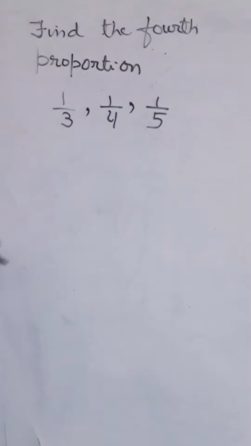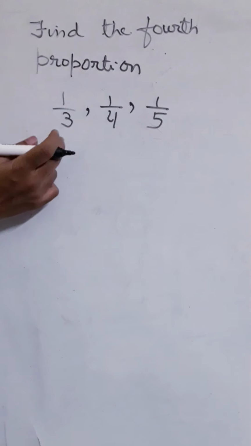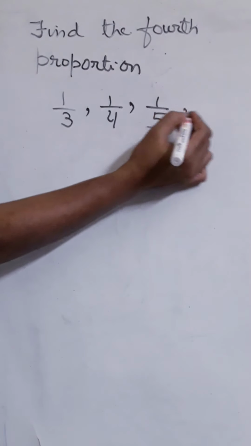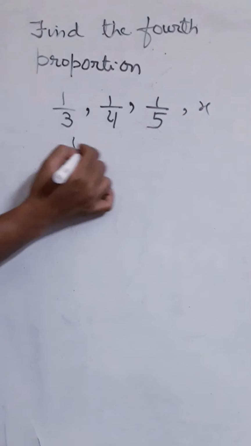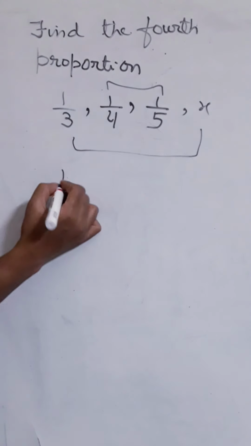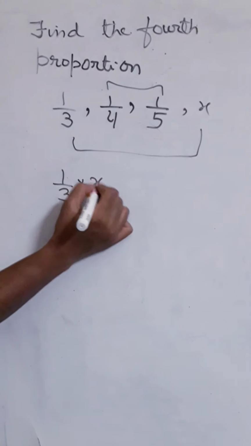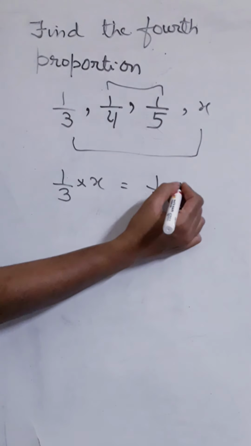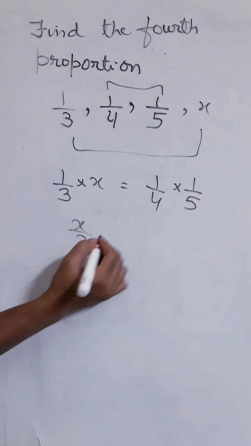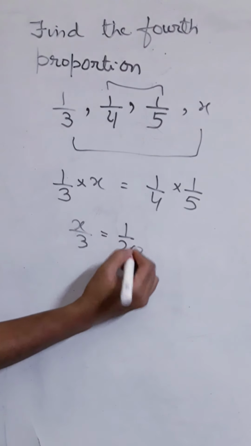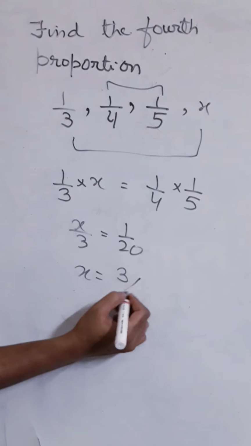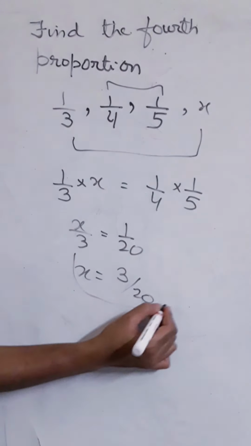Now we are taking another question. Find the fourth proportion of 1 by 3, 1 by 4, 1 by 5. Now I can take the fourth proportion as x. Now again multiplication of extremes is equal to multiplication of means. So from here 1 by 3 multiplied with x is equal to 1 by 4 into 1 by 5. Now x upon 3 will be equal to 1 over 20. Or I can write x equals to, this will go there, so 3 upon 20. So this is our required answer.